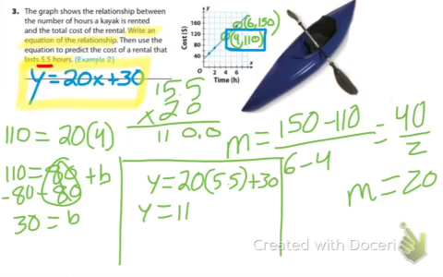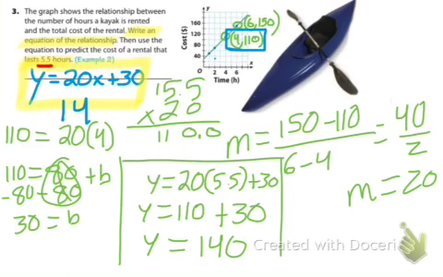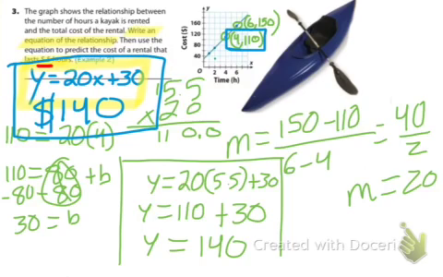Y equals 110 plus 30, so y equals 140. So for 5.5 hours, it costs $140. So these are our answers for number 3.